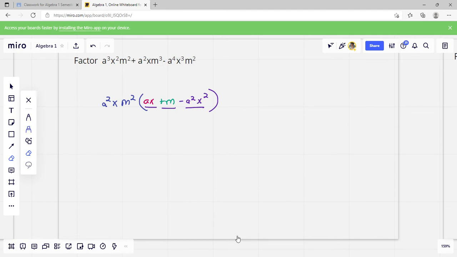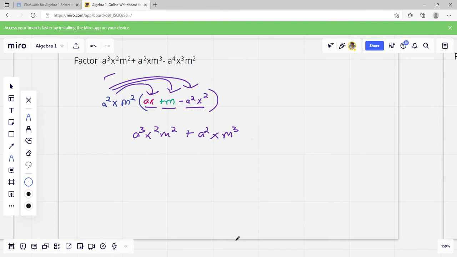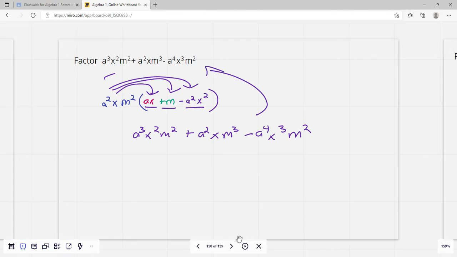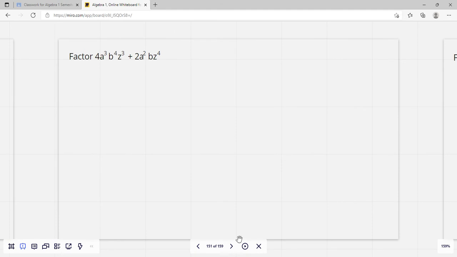And if we rainbowed that back out, we would end up with what we started. So if we multiplied that right there, we would have a to the third, x squared, m squared. And then right here, we would have a squared, x, m to the third. And then this last one, we would have a to the fourth, x to the third, m squared. So just back where we started. So we're just doing the opposite of rainbowing. We're undoing the rainbowing. We're pulling out the factors.